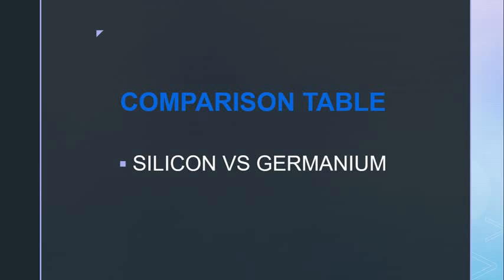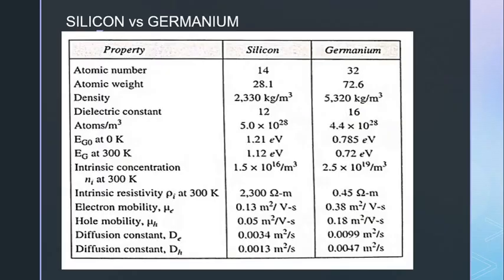In this video, we will see the comparison table for silicon and germanium, and based on that, we will discuss some questions. The comparison table for silicon and germanium is shown now. The properties are listed here, and each property is compared between silicon and germanium.